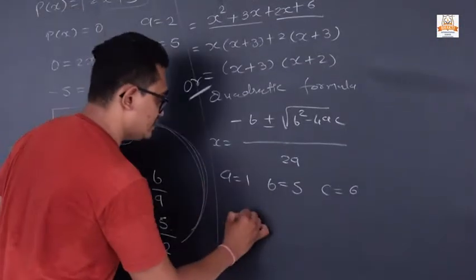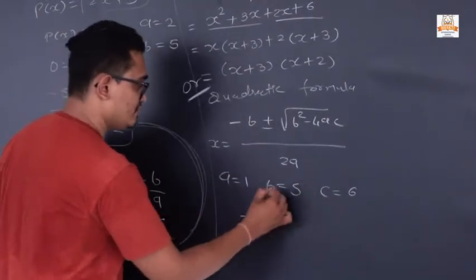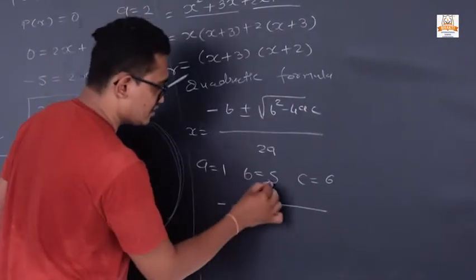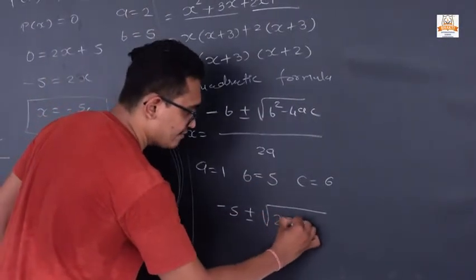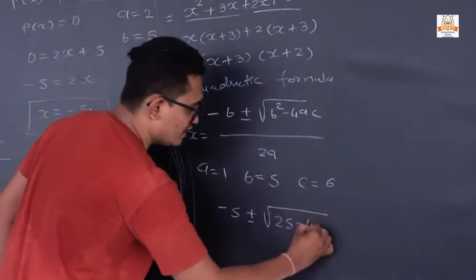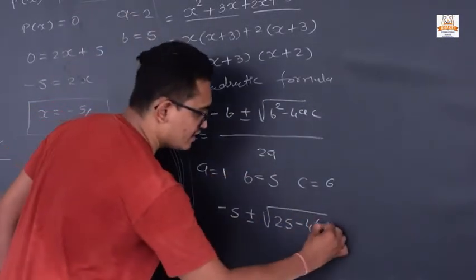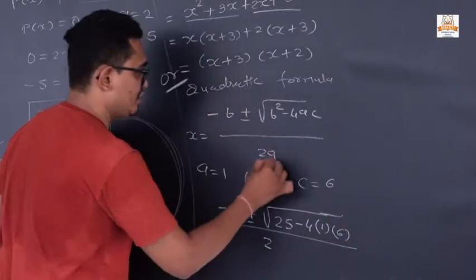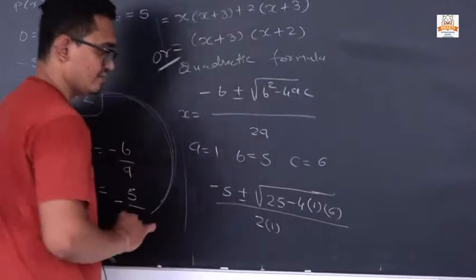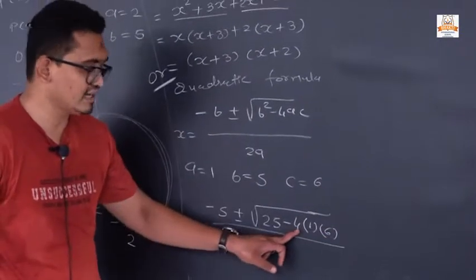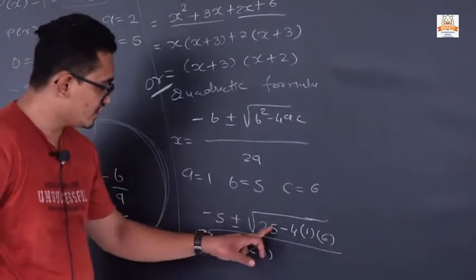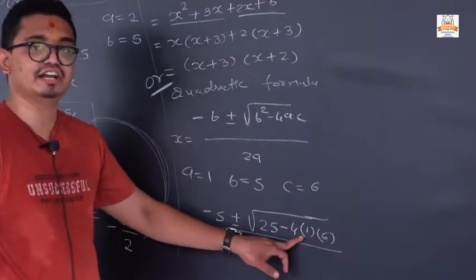Now we will put all the values in our equation. So minus sign as usual. b, what is b? 5, plus or minus under root b square. So 5 square will be 25, minus 4 in bracket. What is a? 1. And what is c? 6, upon 2 into a, which means 1. So 6 4s are 24, and 24 1s are 24. So 25 minus 24 is 1.